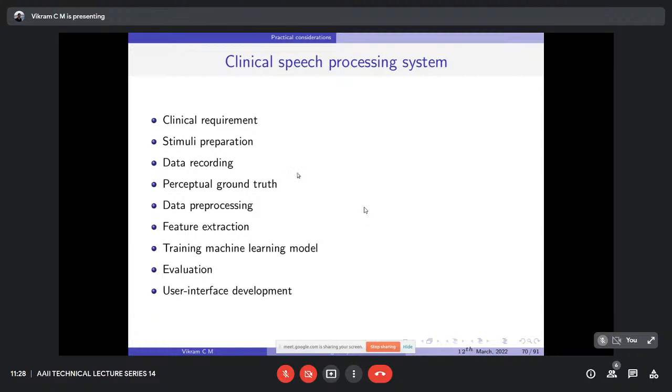So that is one thing. Another thing is stimulus preparation. I will explain later what a stimulus is. Then how we need to do the data preparation, what are the appropriate features we need to use, and what are the labels we are going to get. The final thing is the user interface development.